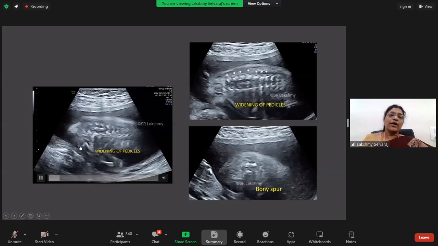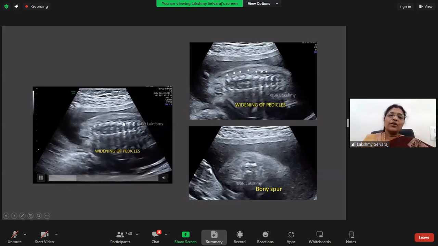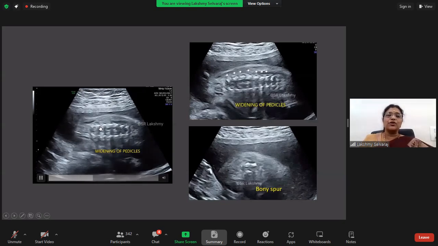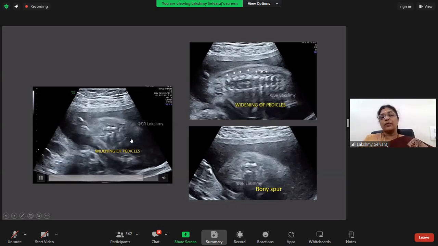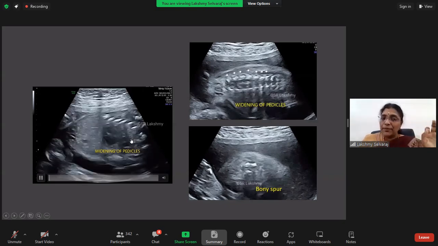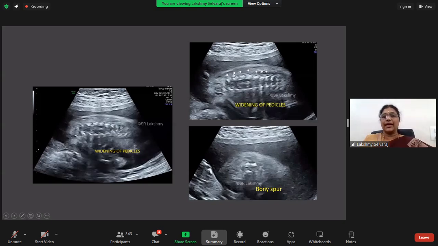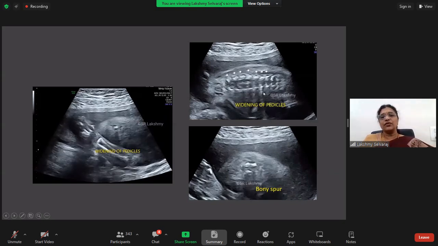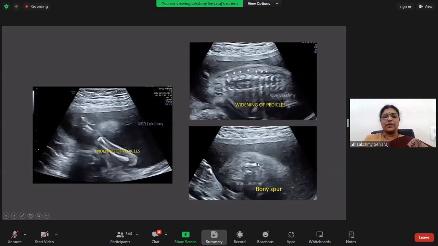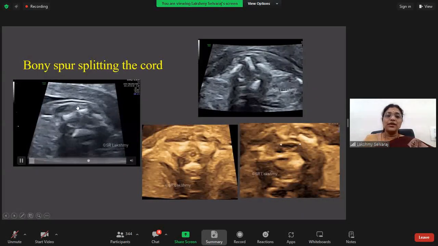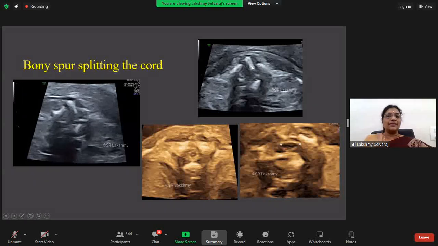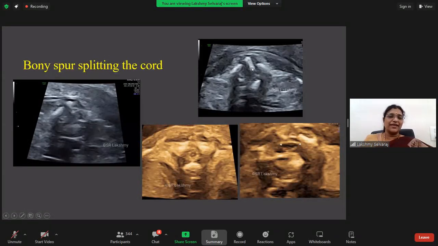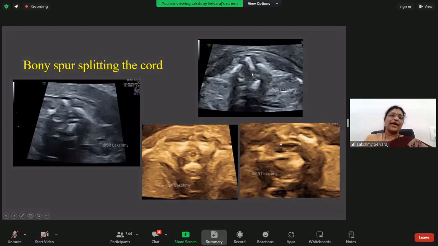So now look at the coronal sections. When I do the coronal, the diagnosis is made, because you know there is a bony spur and widening of the posterior elements, and that is why the coronal sweep of the spine should not be missed while you do your routine anomaly scan. So you see this is the widening of the pedicles, and you see the central bony spur here. And when you do the transverse section, you can see the divergence of the spinal pedicles, and in fact, you see the bony spur going inside the neural canal.